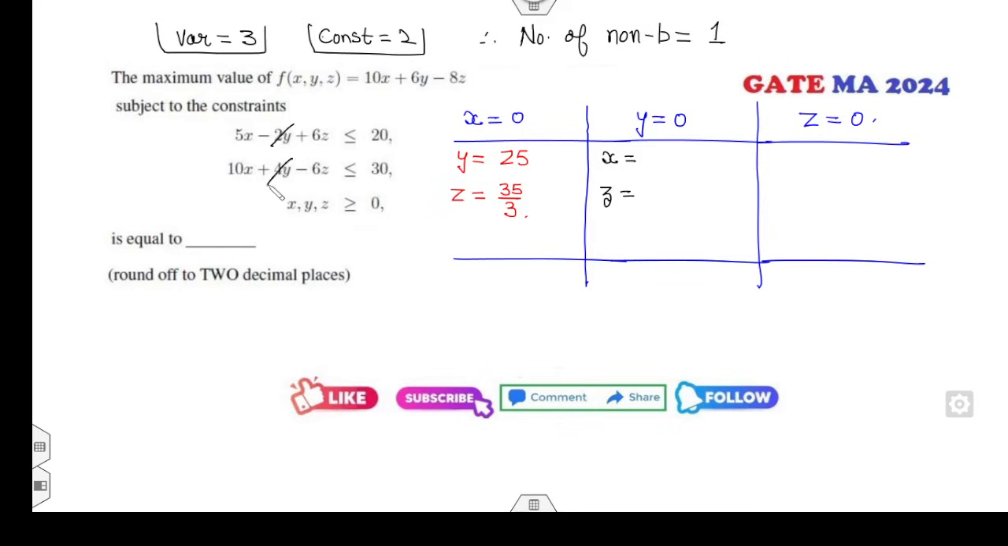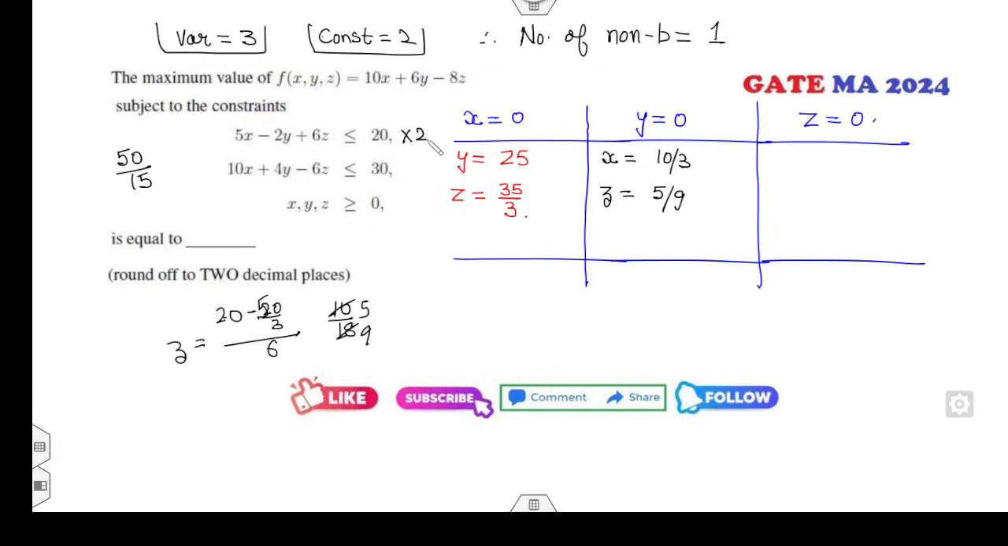If y is equal to 0, I can find the value of x and z. If y is 0, if you add them, 50 divided by 15, so that will be 10 divided by 3. If x is 10 divided by 3, I can substitute in the first equation, 20 over 3, 50 divided by 6, that is the value of z. So 10 over 18, that is 5 over 9.